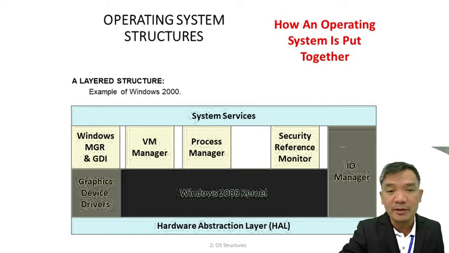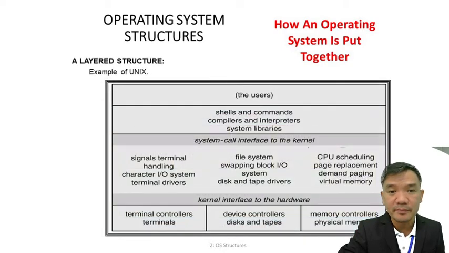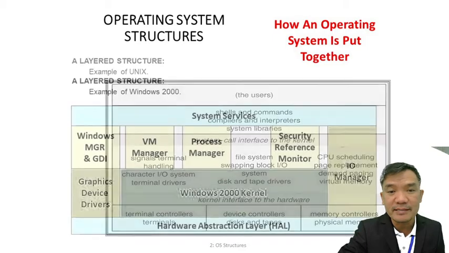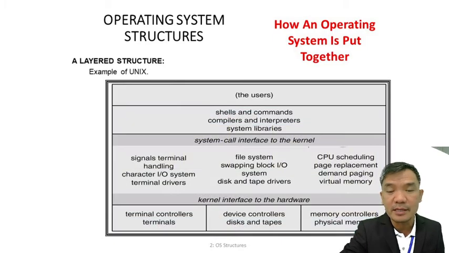But on the graphics side, the graphics has direct access to the hardware layer, but somehow the system services cannot directly access the graphics device driver. So it's still a layered structure based concept. Another is Unix; this is Windows 2000, and this one is the Unix layered structure. Somehow they are almost the same as how Windows 2000 has been arranged, but the idea is still the same. We have each layer.